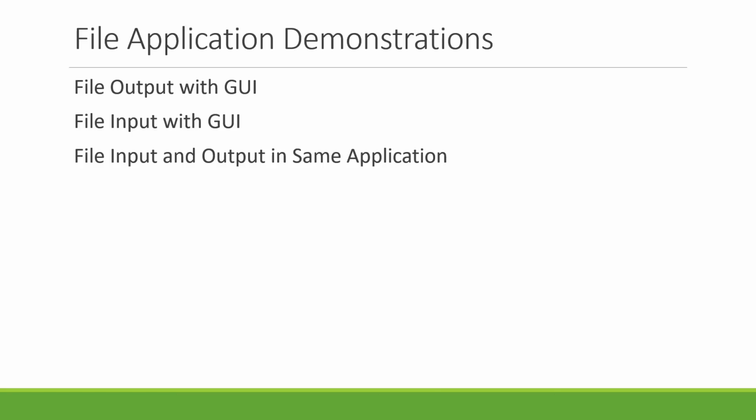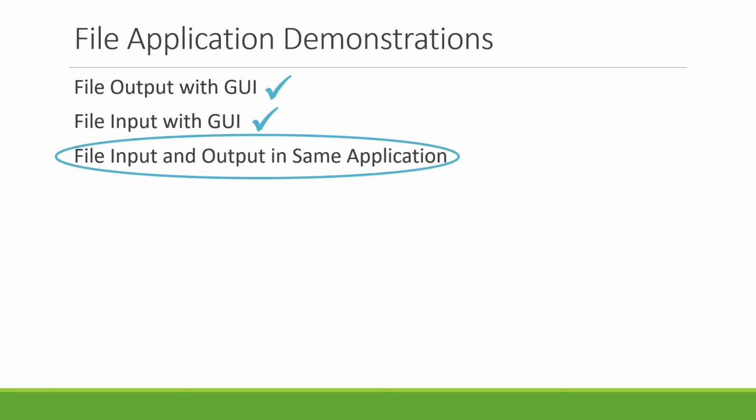So far, we've had a chance to look at how to write a GUI application that does file output, and we've also had a chance to see how to write a GUI application that does file input. So all that's left now is how to write a GUI application that does both file input and output. I'm going to cover that in a separate video because I think this video is long enough and I don't want to make them too long, so I'll see you in the next video.